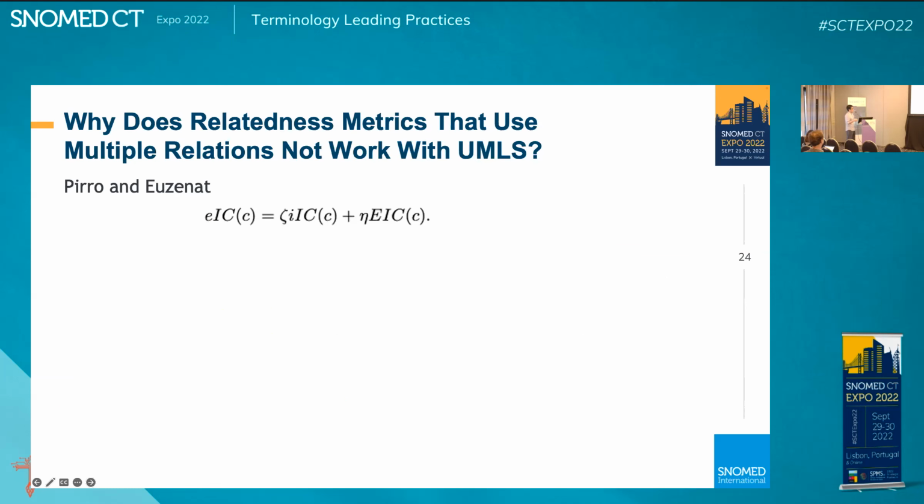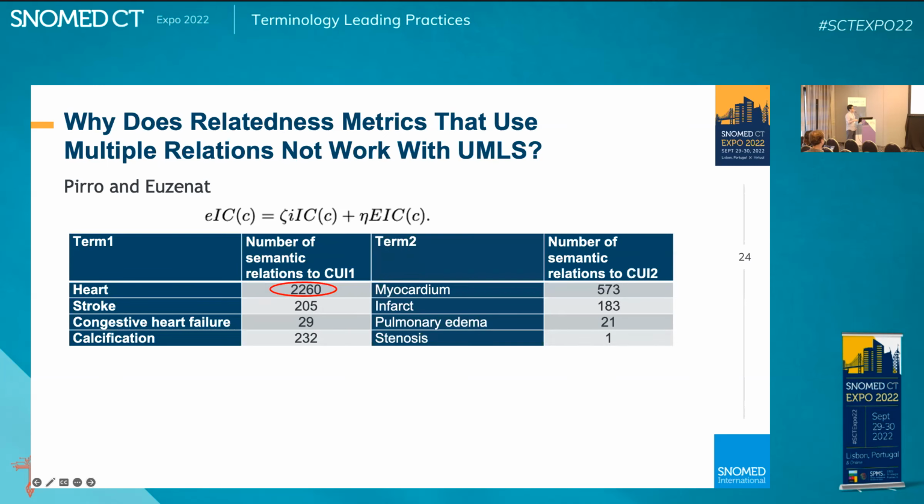And why does the relatedness metric that uses multiple relations not work with the UMLS? As we have seen before, in Pedersen's metric, the IC here is highly dependent on the number of semantic relations assigned to a term. So the IC of terms like heart may be overestimated because it has more than 2,000 semantic relations assigned to it, while the IC of terms like stenosis may be underestimated because stenosis has only one attribute relation.